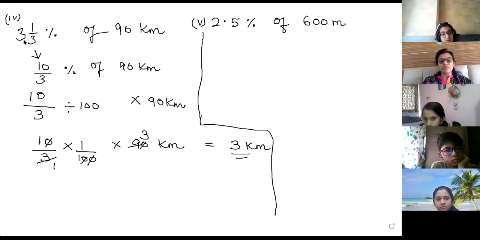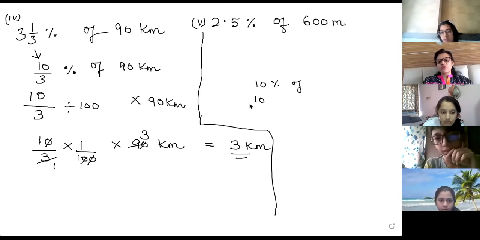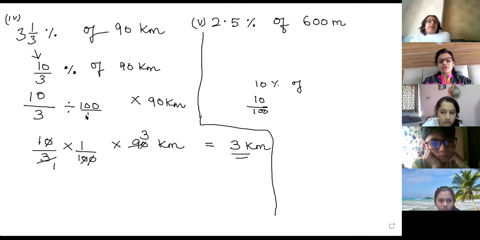Because it is very important. Every time I cannot teach the same thing. 10 by 3% of 90 kilometers. Now you know whenever percent is there, you have to divide. If it would have been 10%, 10 divided by 100, we do, right? We divide by 100. But here it is already a fraction, so I put a division sign and I wrote 100. Now in fraction division, whenever you are dividing a fraction, the division sign is replaced by multiplication, and this is 100 by 1, and the divisor is done the reciprocal.